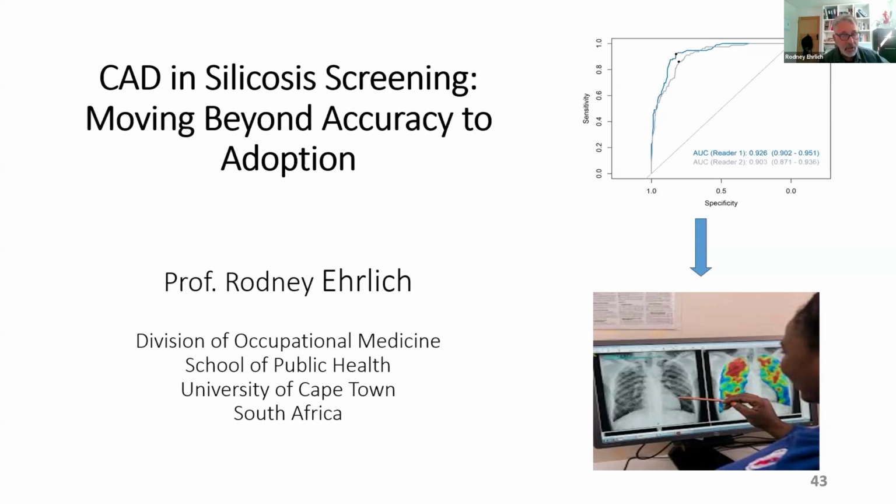aspects. One is that I'm an occupational health physician, so I look at it from an occupational health perspective, which is not always quite the same as a public health perspective. And secondly, I come from an area of the world where there are extremely high rates of tuberculosis and HIV, as well as silicosis. Next slide, please.